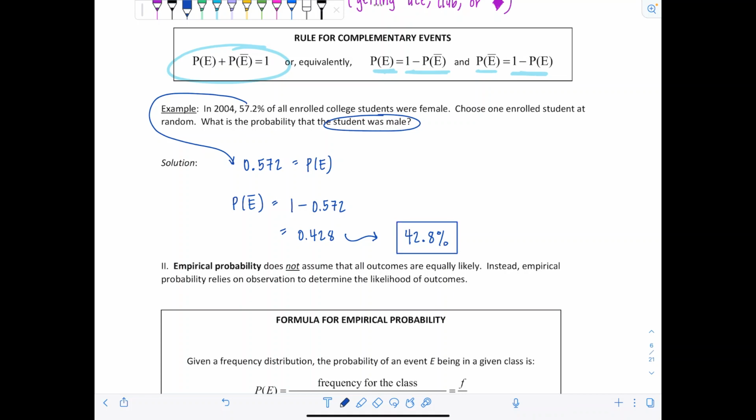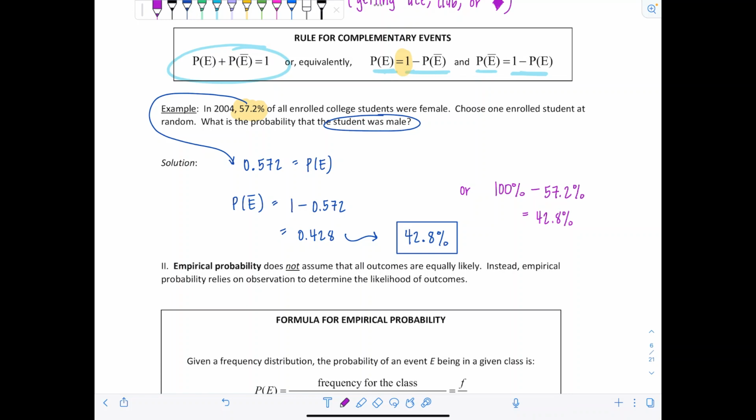Another way that you could do this, if you want to just keep everything in percentages, instead of doing 1 minus, then do 100 minus, right? So just multiply everything by 100. Or we could have just done 100% minus 57.2%, and then that gives us the 42.8%. Okay? Good. So this is all having to do with classical probability.